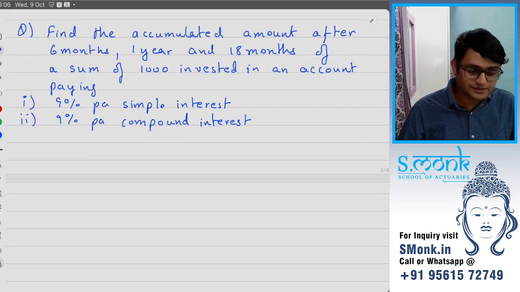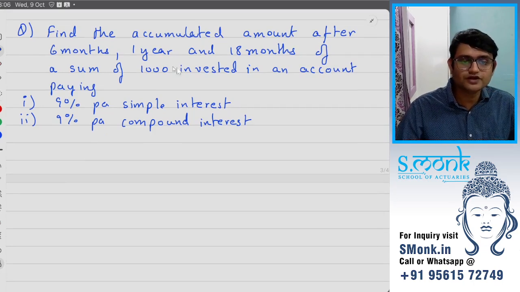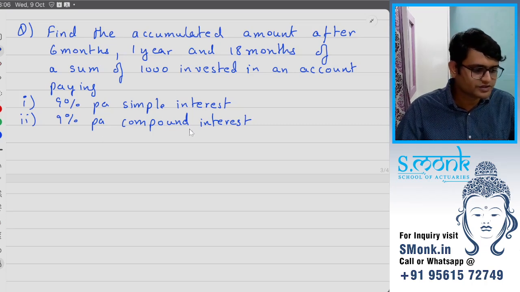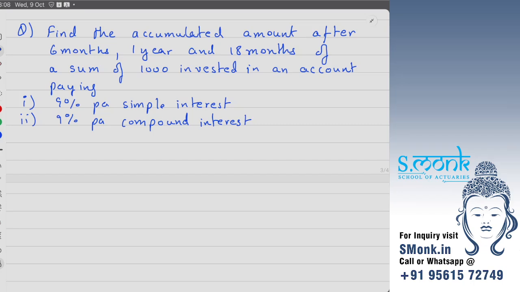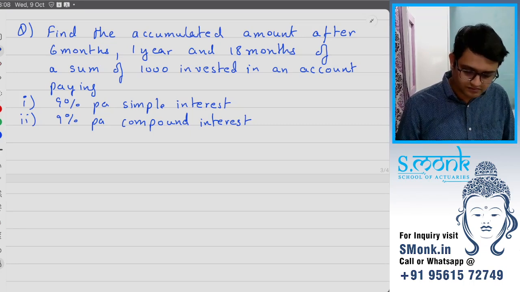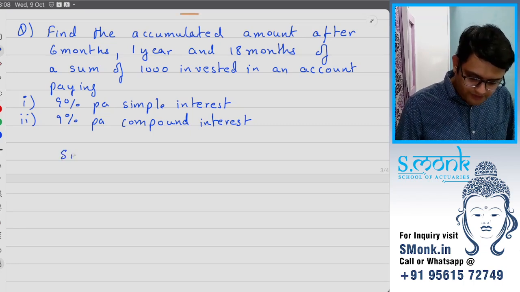Can you solve this? You have to solve it using simple interest first, then using compound interest, for all these 3 times: 6 months, 1 year and 18 months. How much will we have after these times if a sum of 1000 is invested in an account paying simple interest, compound interest? So how much is it for simple interest?